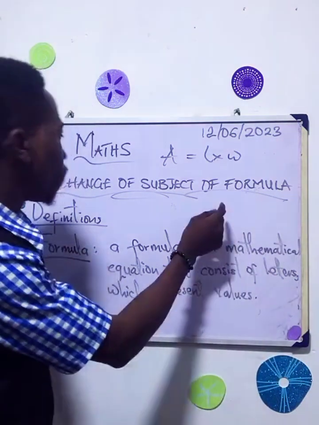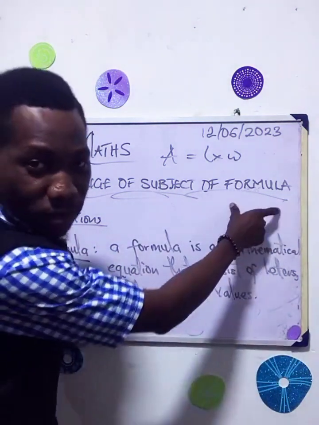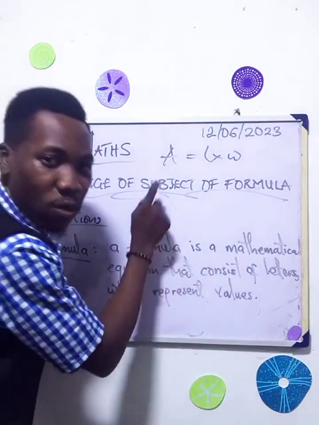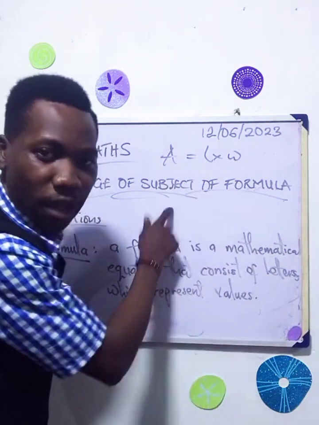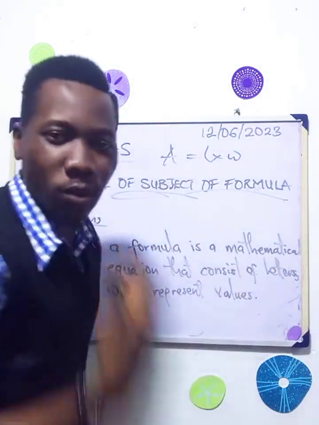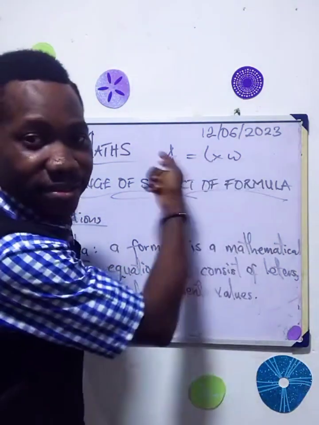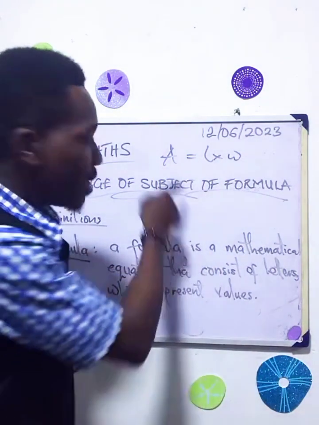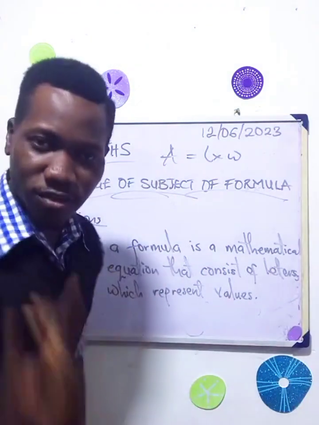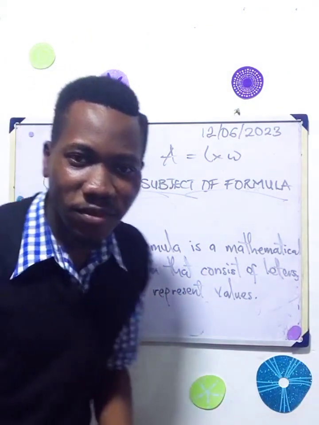Now let's go on. So subject of formula. Now we've talked about formula. So now we're looking at subject of formula. So what is the subject of the formula? It's simple. In this case, the subject of the formula here is this A. What is the subject of the formula?